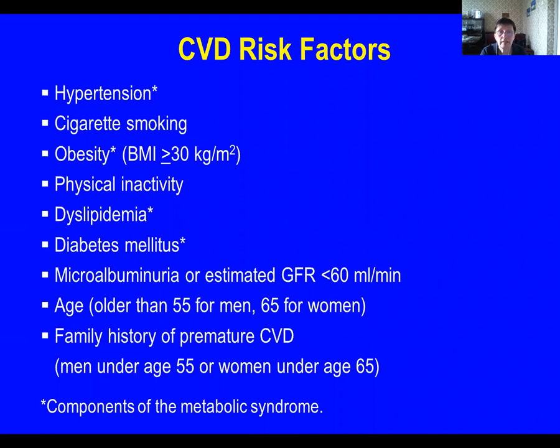So this is the list of the cardiovascular disease risk factors. There are a lot of them, and hypertension is one of them, of course, but we need to check for all of them, first of all during history taking, but also according to the laboratory tests. For example, we can find microalbuminuria or estimate glomerular filtration rate to check the function of the kidneys.